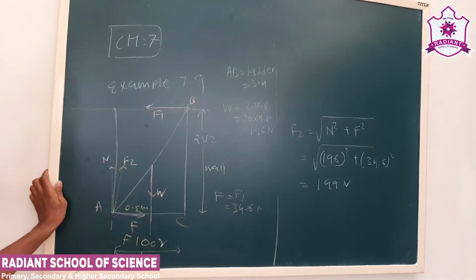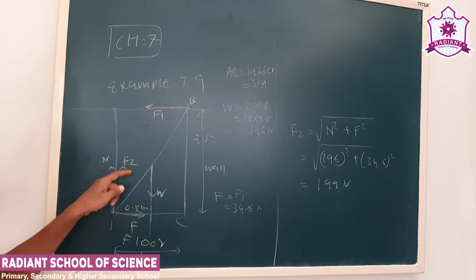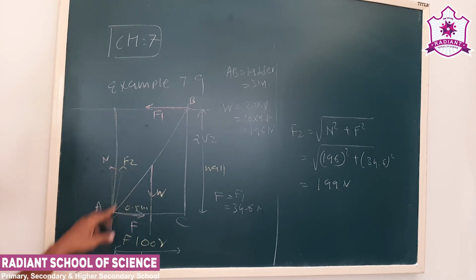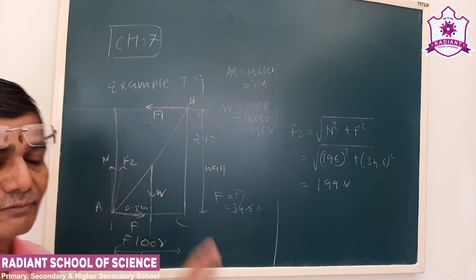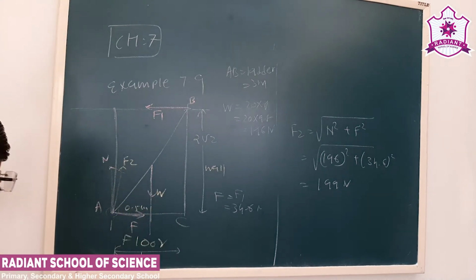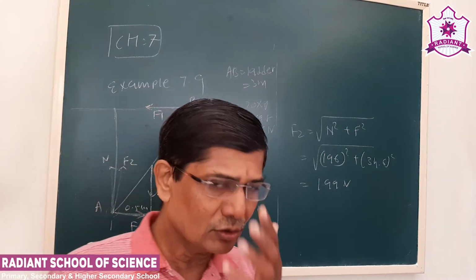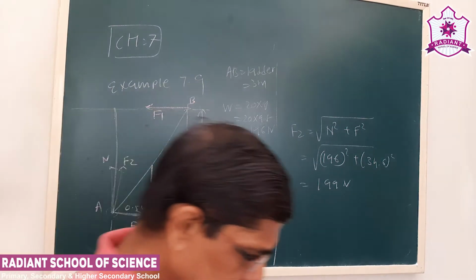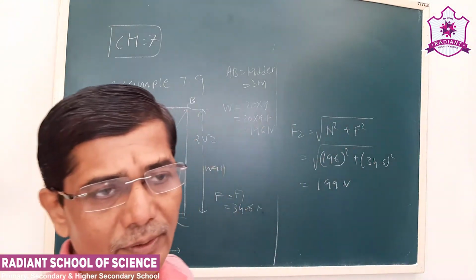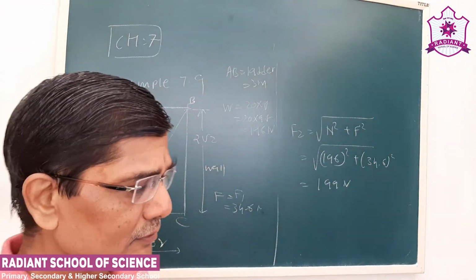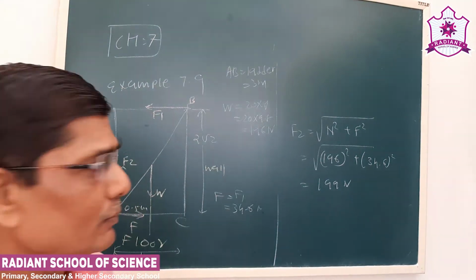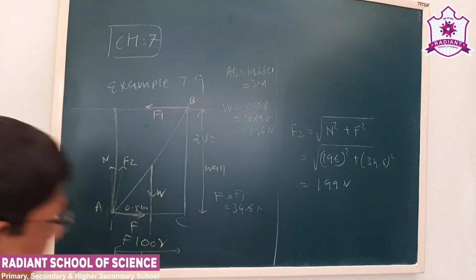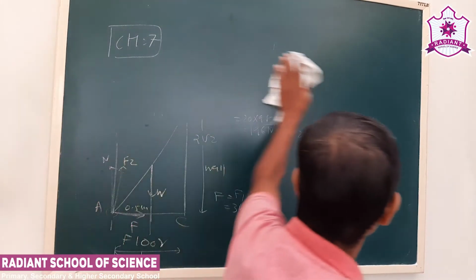Okay, so this is how we can calculate. See, this F2 is the reaction of the floor and F1 is the reaction of the wall. So this is how we can calculate the value required. These are the two examples in which we have used the principle of lever and how to calculate torque about the given point. So this is about example number 7.9.